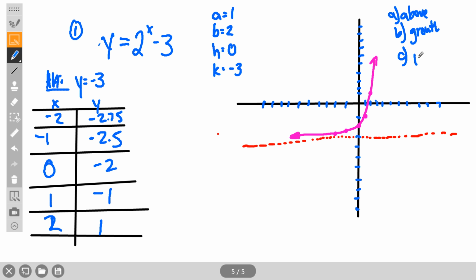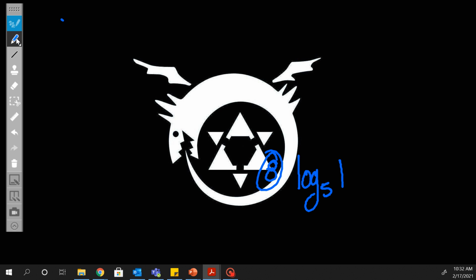C, equation for the horizontal asymptote, y equals negative 3. D, domain, negative infinity to infinity. That's the same every time. E, the range. Well, the range is above the asymptote, so it's going to be from negative 3 to infinity. F would be graphing it, which I have right here. So that's number 1.